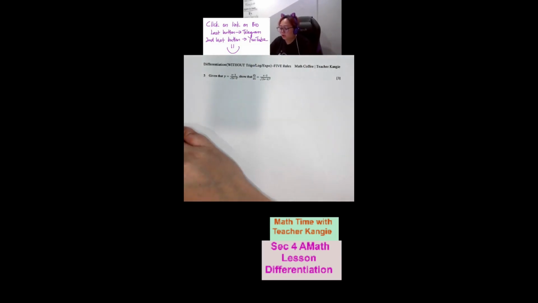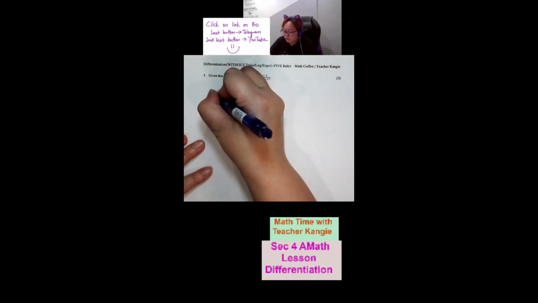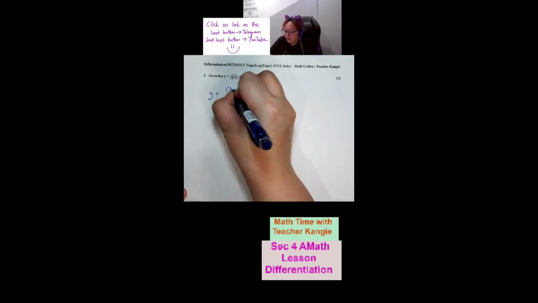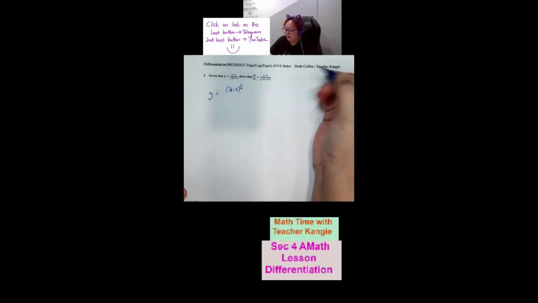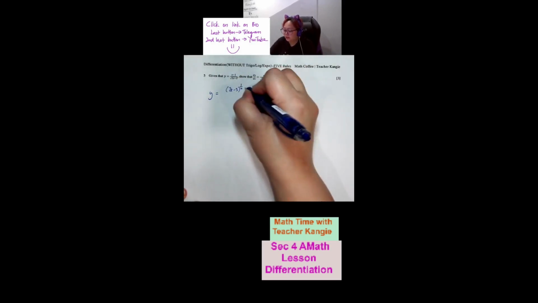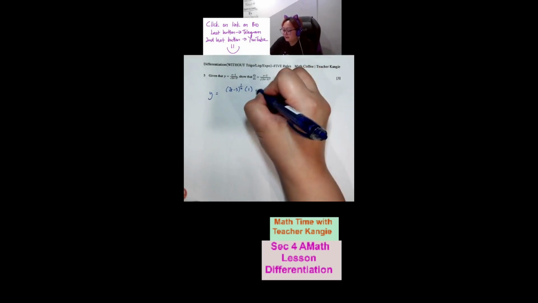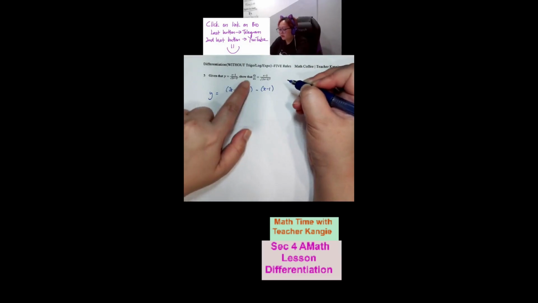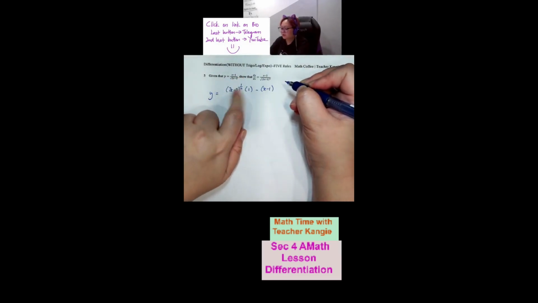Okay, so we're going to apply quotient rule. So let's see. Now I'm going to keep the bottom, and remember I said when we want to keep the bottom, we put it in the index form. So I'm going to write 2x minus 3 to the power of half. Keep the bottom, differentiate the top. Minus, keep the top, differentiate the bottom.